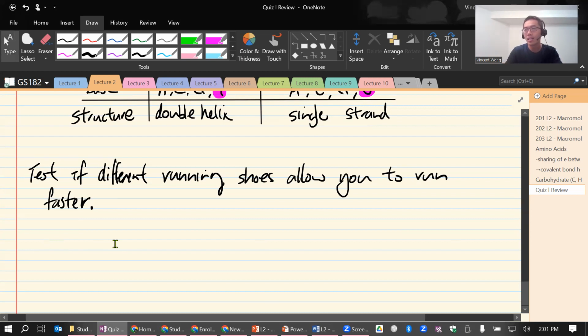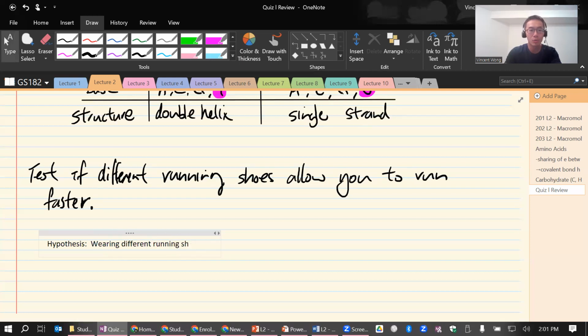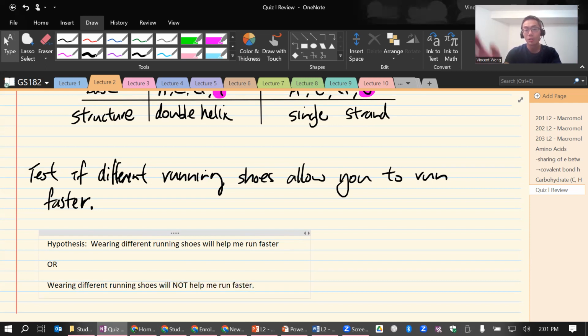All right. So this is the hypothesis. Wearing different running shoes will help me run faster, or wearing different running shoes will not help me run faster. Those are the only two possible hypotheses. Either you write the first one or the second one.